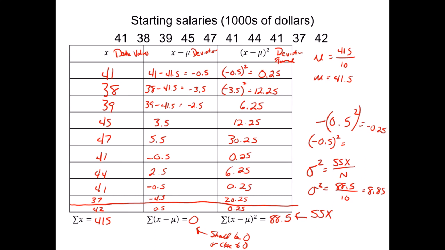And then to get standard deviation is always just the square root of variance. So standard deviation here is the square root of 8.85, which is about 3. I rounded to 8.9 when I did it on my notes.